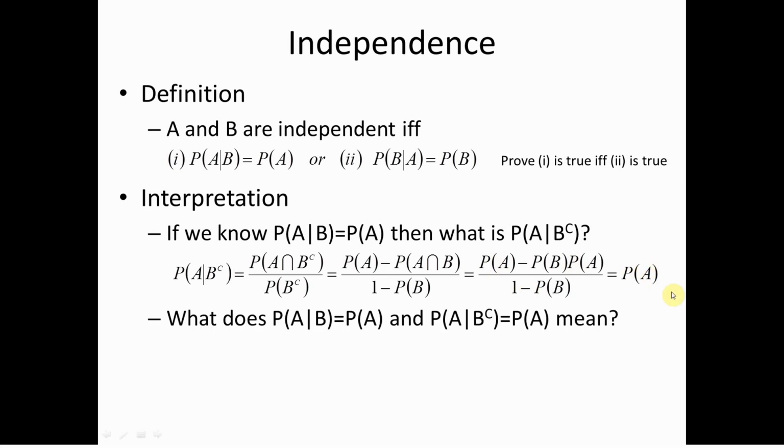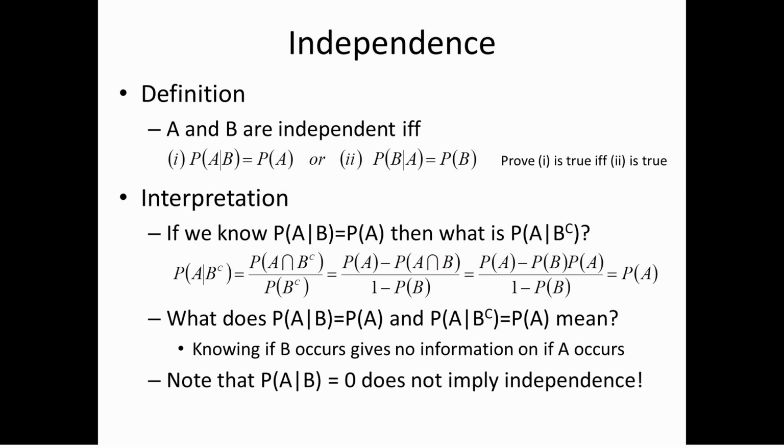Now notice what this means. This means that the probability that A occurs is unaffected by whether or not we know B occurs. Okay? So knowing whether or not B occurs gives us no information on A. And this is what independence means. It means that knowing that B occurs gives us no information on A. That's what independent means. It means A occurs the same either way.